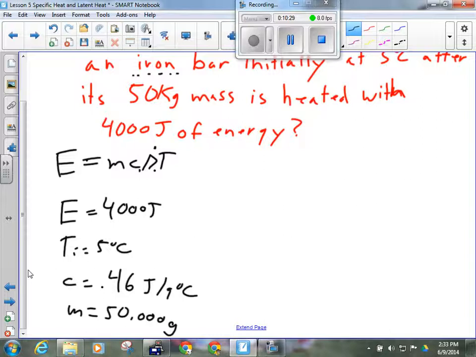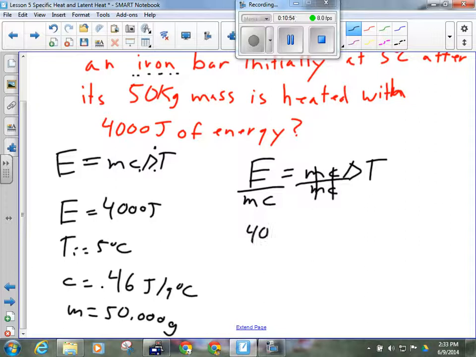All right. So the one thing I don't have right now is change in temperature. So that's what I'm going to solve for, because that's what I can solve for at this point. I'll worry about figuring out my final temperature once I have the temperature change. So I want to get temperature change by itself, so I'll divide both sides by m times c. In doing so, I've left temperature change over there. So I'll have 4,000 joules divided by 50,000 times the specific heat capacity, 0.46.